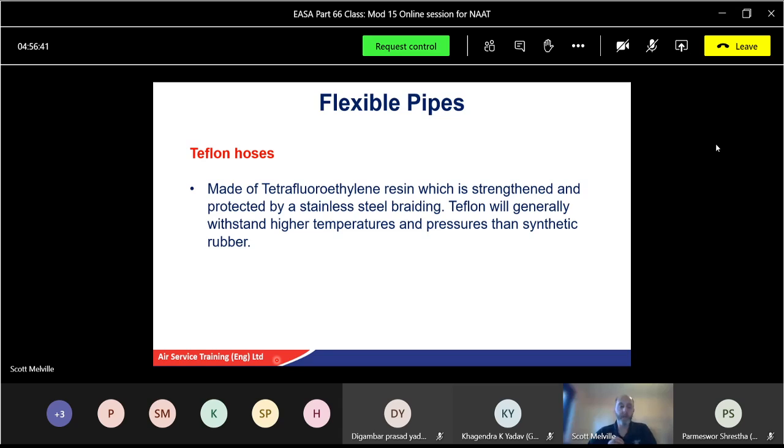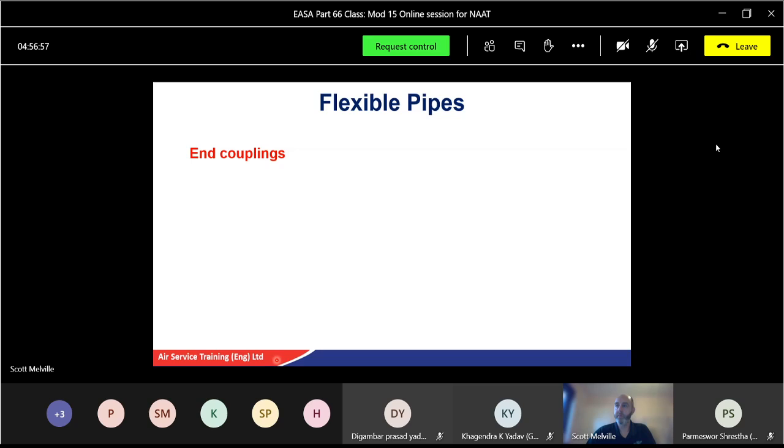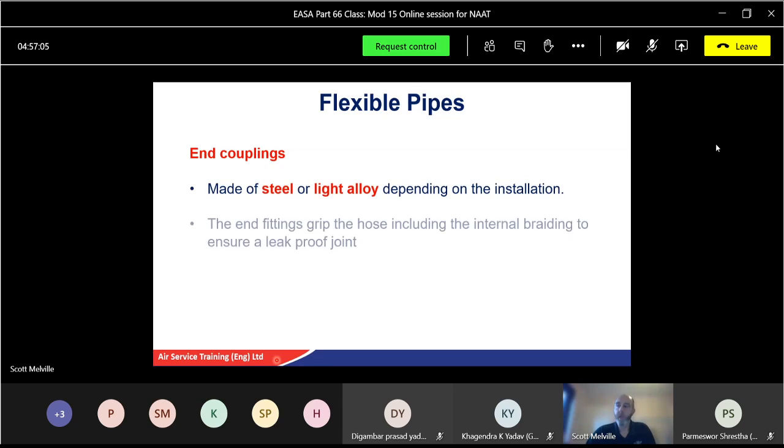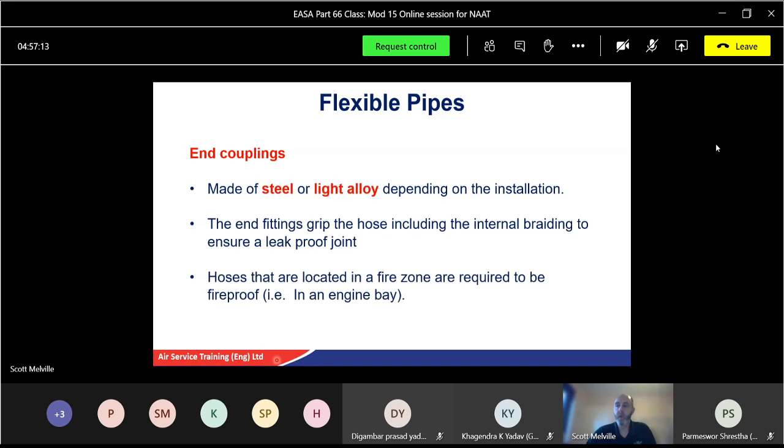Teflon hoses are made of tetrafluoroethylene resin, again strengthened and protected by stainless steel braiding, and Teflon will generally withstand higher temperatures and pressures than synthetic rubber. End couplings: we've got lots and lots of different types, but they're usually made of steel or light alloy, depending on the installation. End fittings grip the hose, including the internal braiding, to ensure a leak-proof joint. Hoses carried in a fire zone are required to be fireproof, strangely enough, in an engine bay, etc.